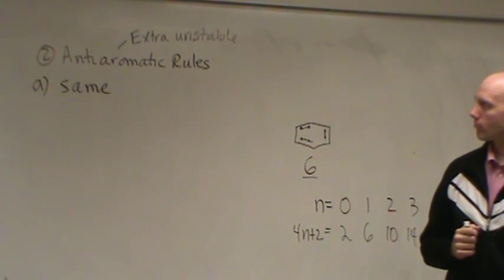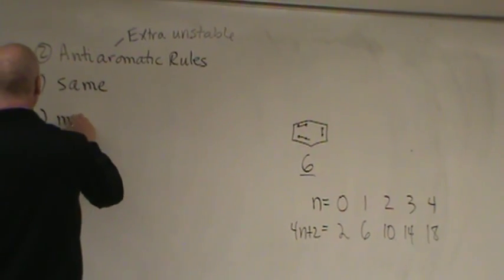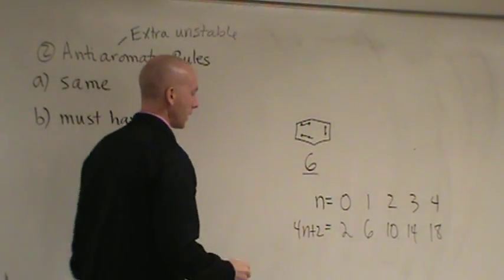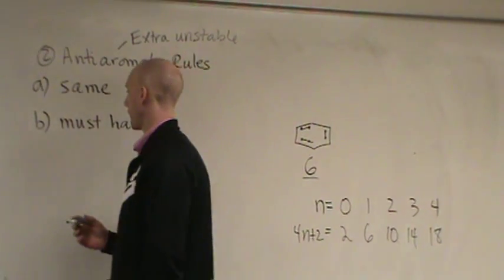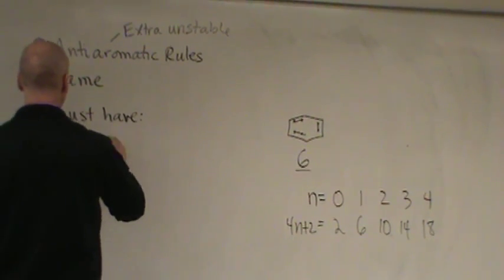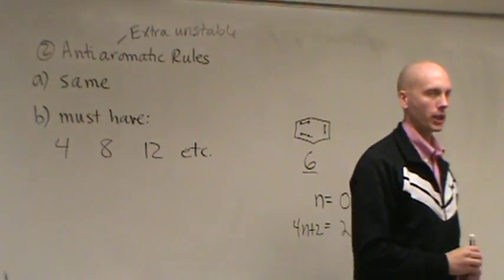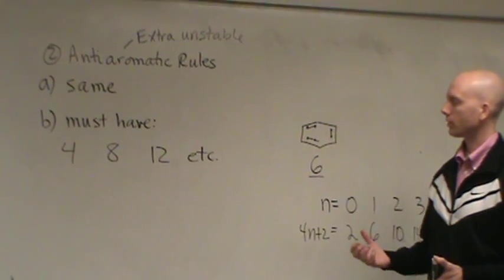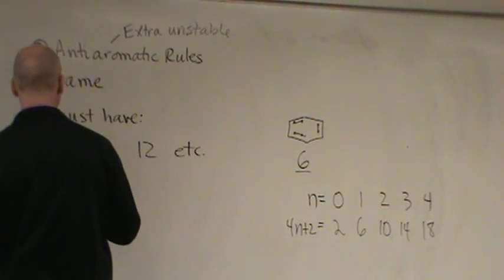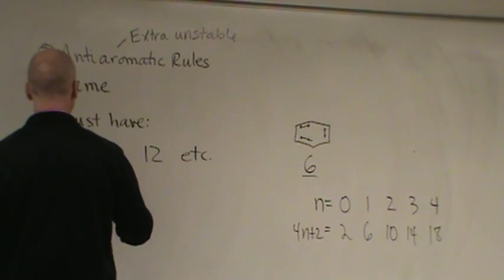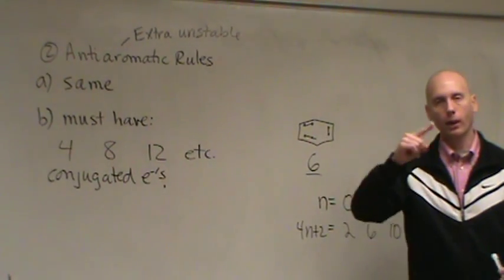Okay? So the first rule doesn't change. It's the second rule that changes. In that we must have a different number of conjugated electrons around the ring. So these numbers change, and they change to these numbers here: 4, 8, 12, and so on. Okay? So we just keep adding 4 to these. Okay? So we must have these numbers of conjugated electrons around the whole ring.